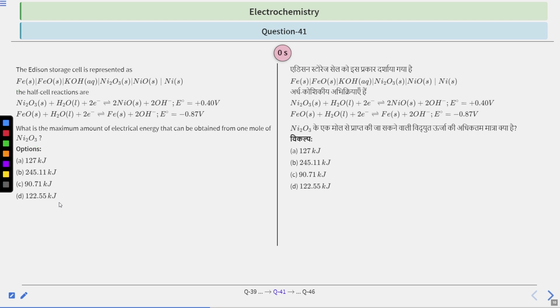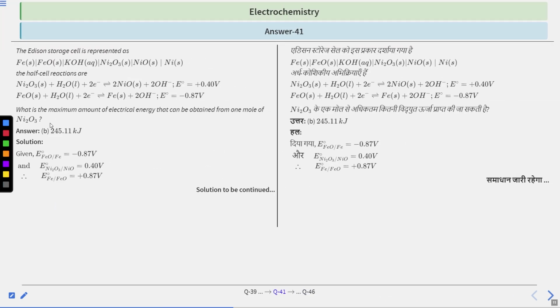Okay. Let's see. The correct answer is option B, that is 245.11 kilojoule. So E naught for FeO to Fe is minus 0.87. It is given. And E naught for Ni2O3 to NiO is given as plus 0.40. It is also given in the question. And we can reverse this one. So E naught for Fe to FeO is plus 0.87.